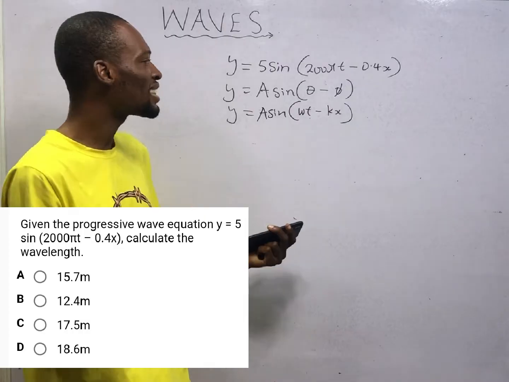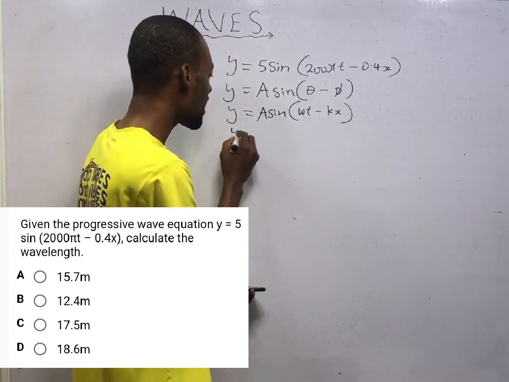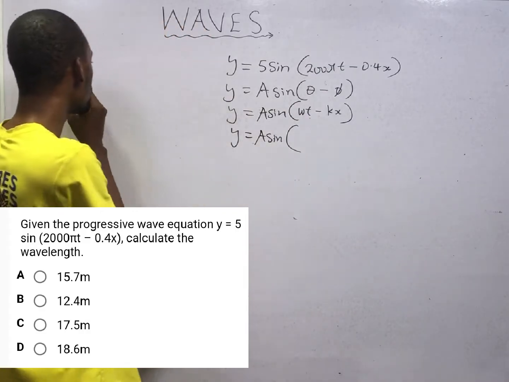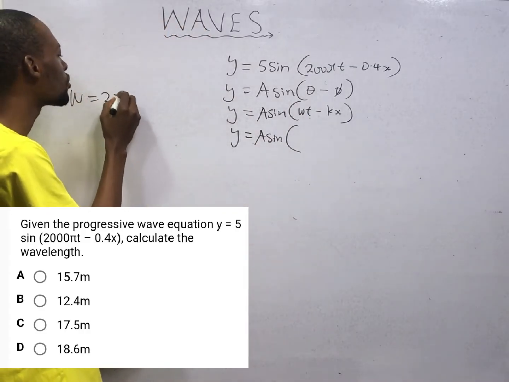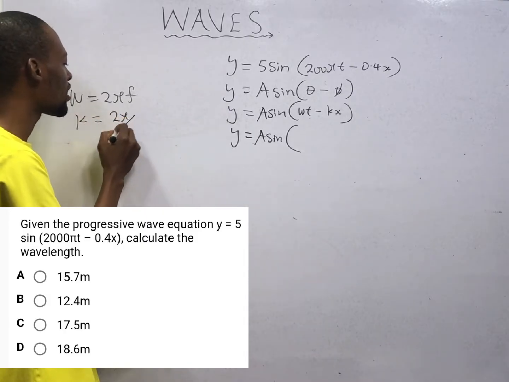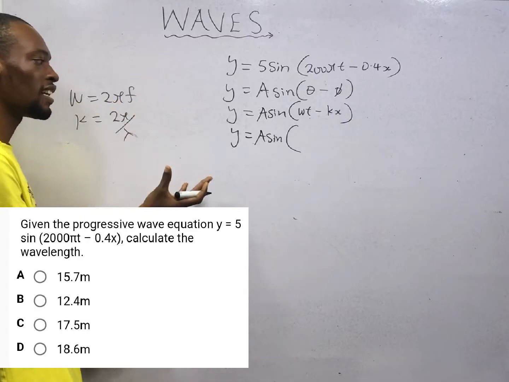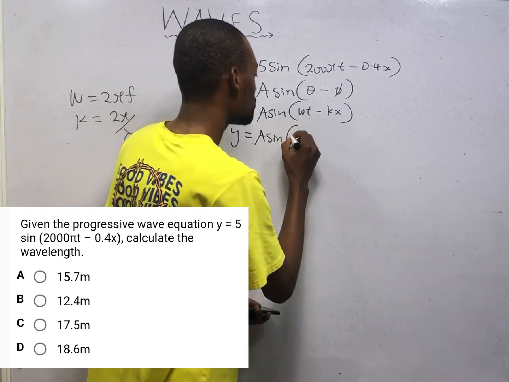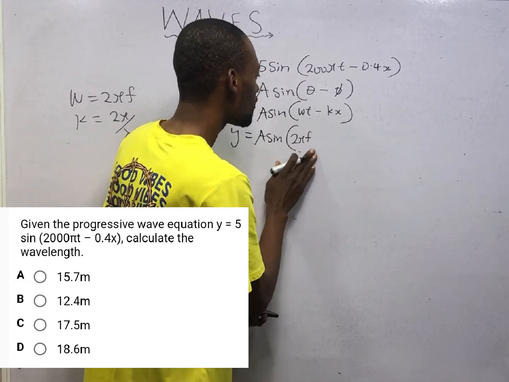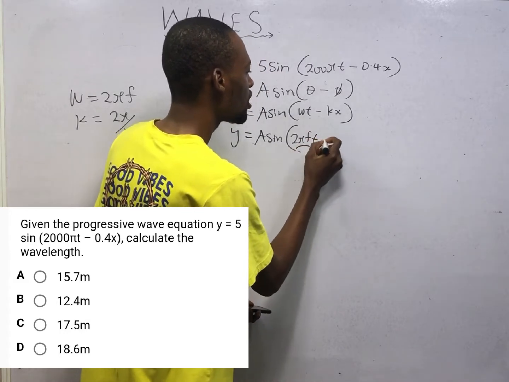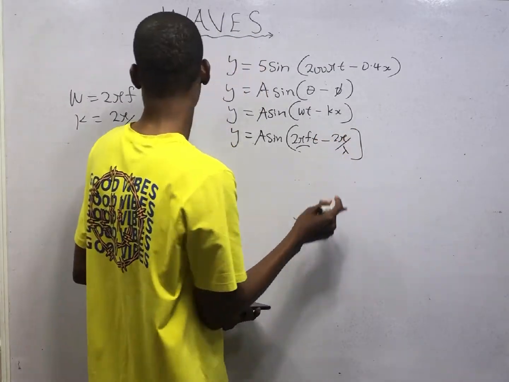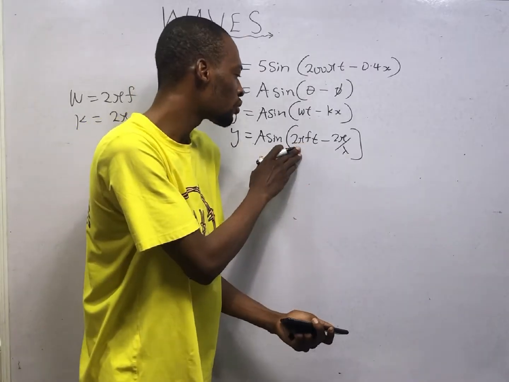From here, you can get another equation, which is y equals A sine. What is w? w is angular velocity and it is 2 pi f. What is k? k is equal to 2 pi over lambda. So with their values, y equals A sine (2 pi f t minus 2 pi s over lambda). With this, you are good to go.